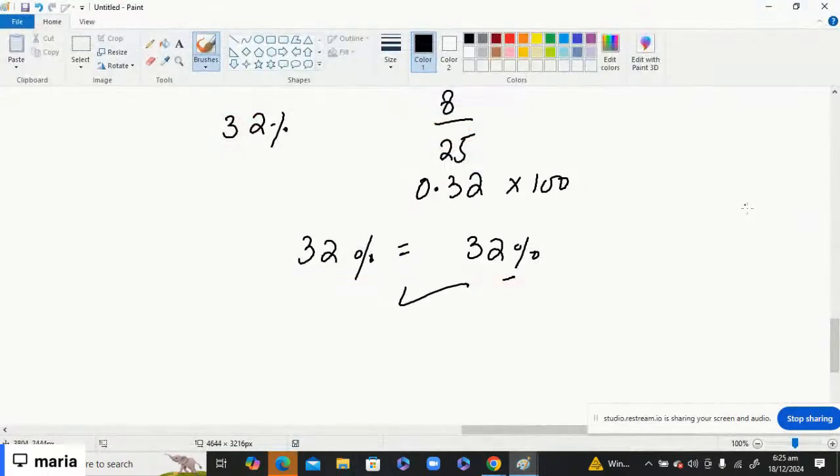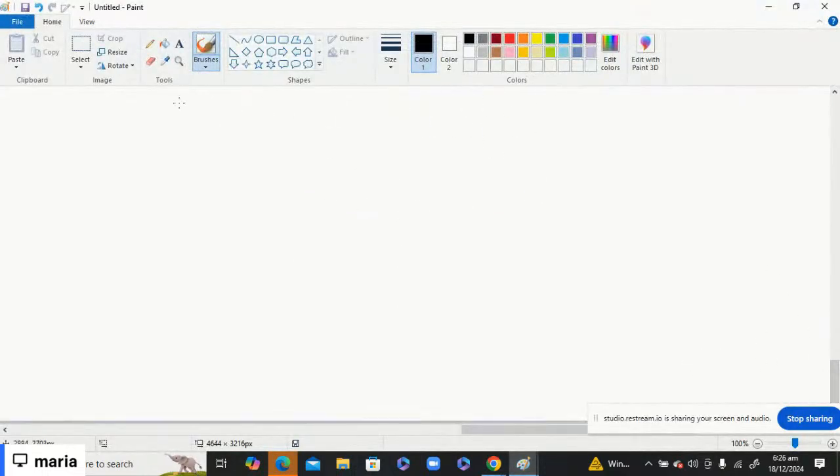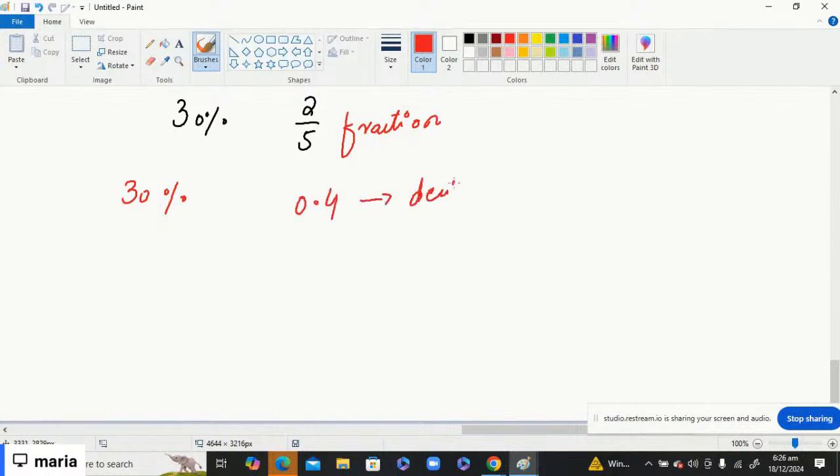30% or 2 by 5? It's 30% or 2 by 5. Here it's 30%, which stays the same. Now convert this fraction to a decimal. How to convert is just dividing 2 over 5. So 2 divided by 5, what is the answer? That is 0.4. Okay, this is decimal. Now decimal to percentage. So this is 0.4 times 100. This is now percentage.